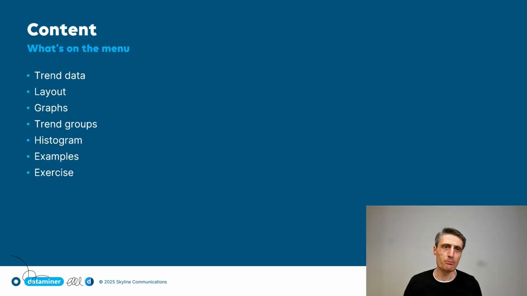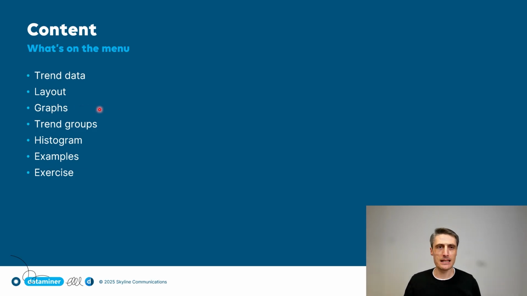So first of all, before we start, we will take a look at the trend data. What are we looking at? What kind of granularity is available in the DataMiner system for those trend graphs? And then we'll dive into the layout, see how that works and how to load those graphs there, and what the graphs have in terms of features and capabilities.